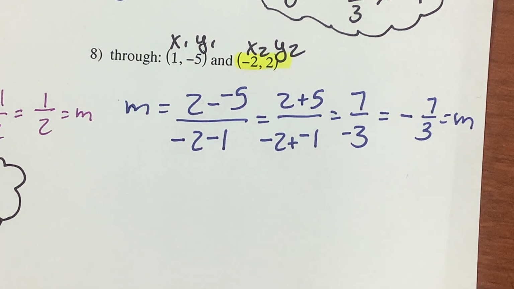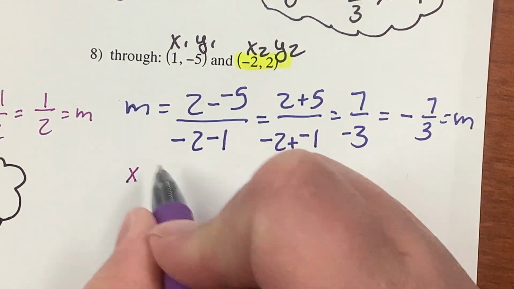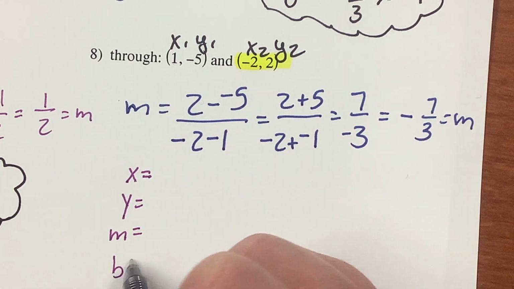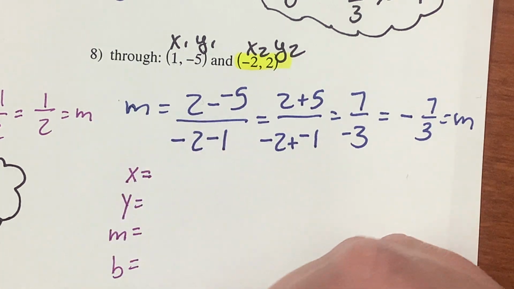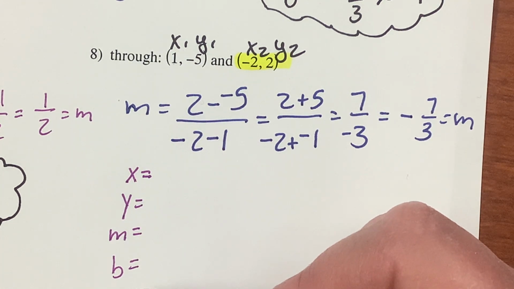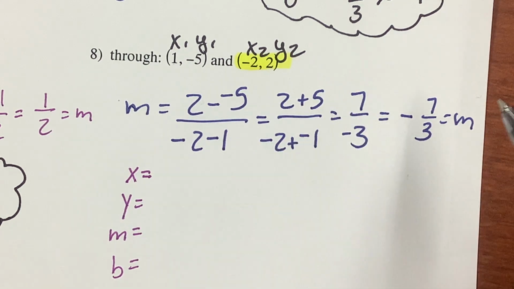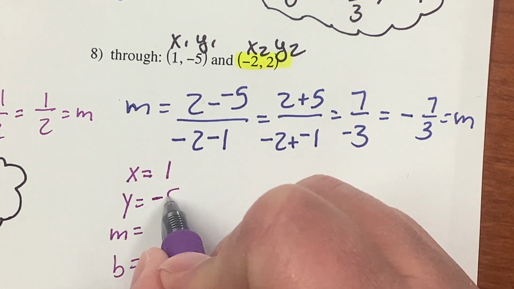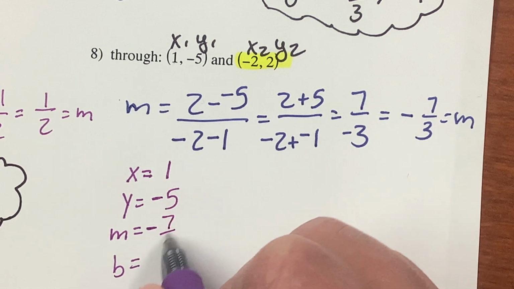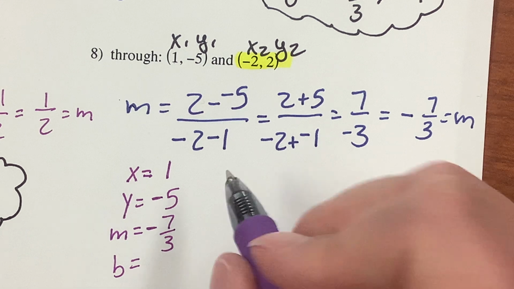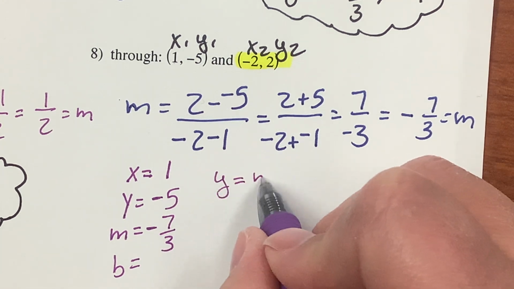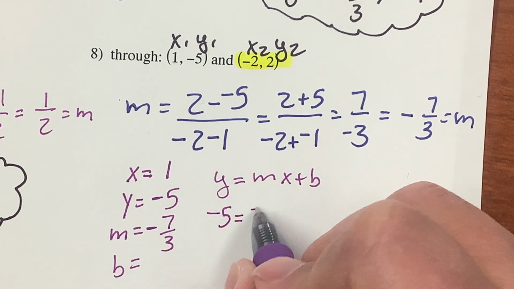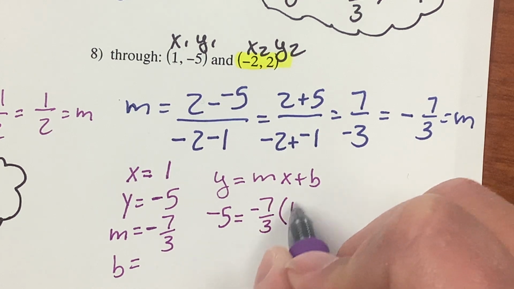And remember, you have x equals, y equals, m equals, b equals, and you're going to use all of that information in an equation to find the missing variable. So x equals, let's take this one here, positive 1, y equals negative 5, m equals negative 7/3, b equals, I don't know. y equals mx plus b, negative 5 equals negative 7/3 times 1 plus b.